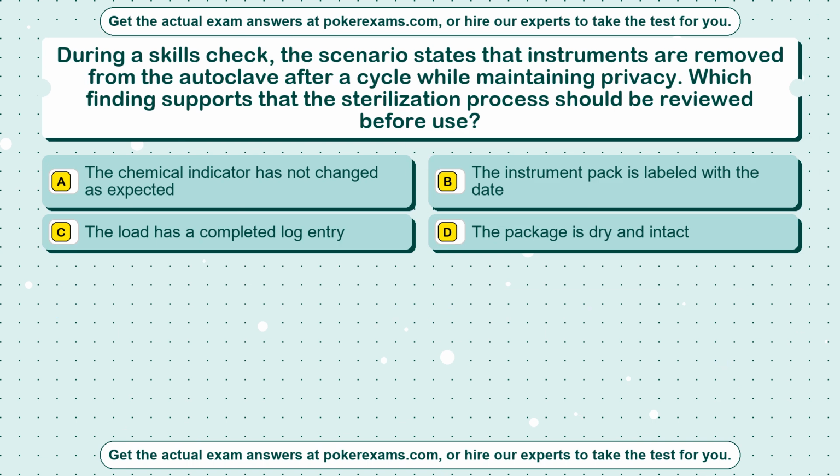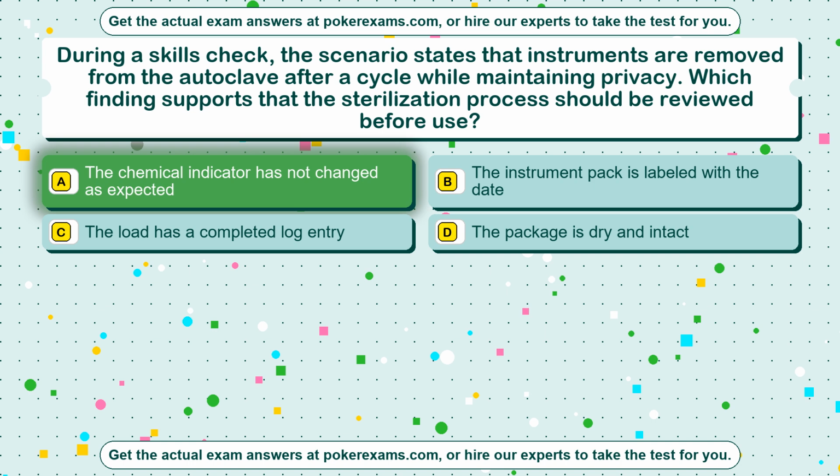Question 14. During a skills check, the scenario states that instruments are removed from the autoclave after a cycle while maintaining privacy. Which finding supports that the sterilization process should be reviewed before use? Option A. The chemical indicator has not changed as expected. Option B. The instrument pack is labeled with the date. Option C. The load has a completed log entry. Option D. The package is dry and intact.